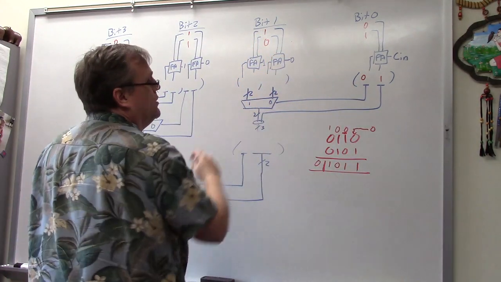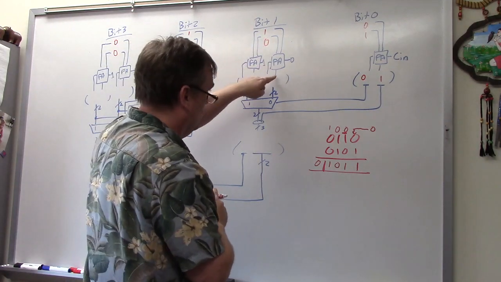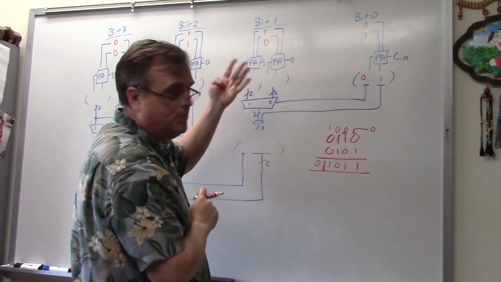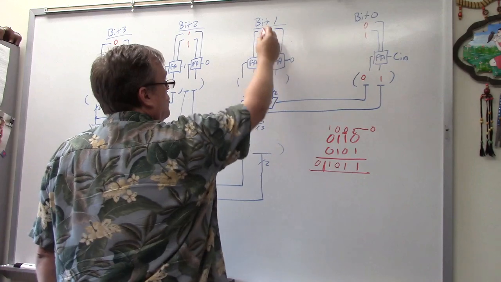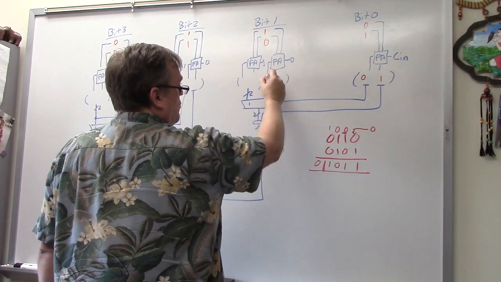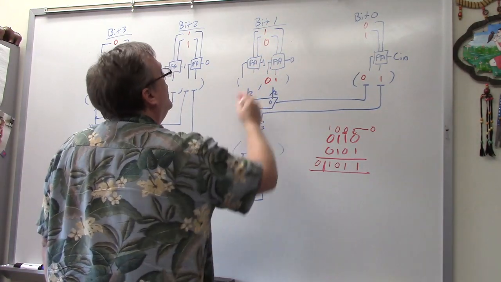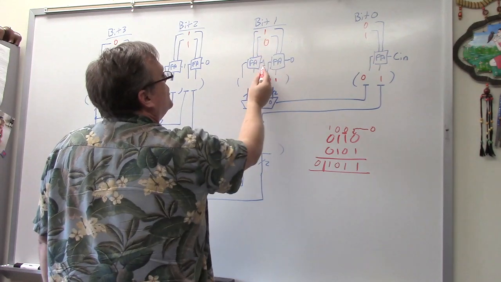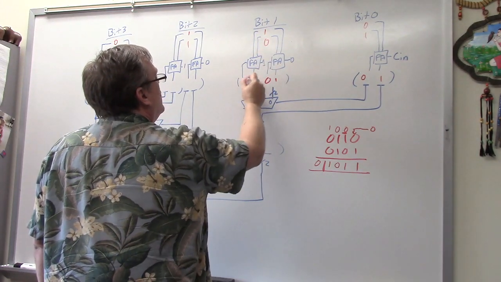Now for this one, since I didn't know it was going to be a 0, which will be this side, I have to calculate both. So I'll go 1 plus 0 plus 0, and I get 0, 1. I will also get 1 plus 0 plus 1, and I'll get 2.